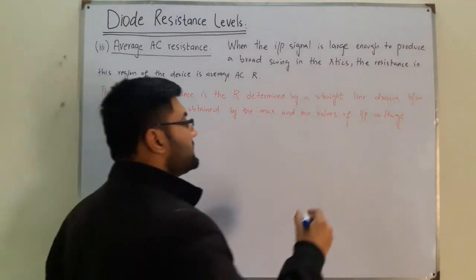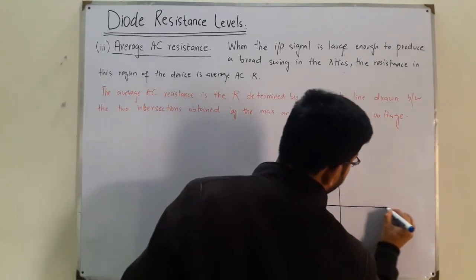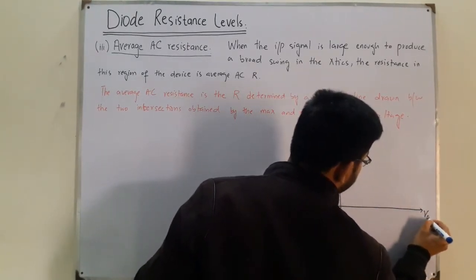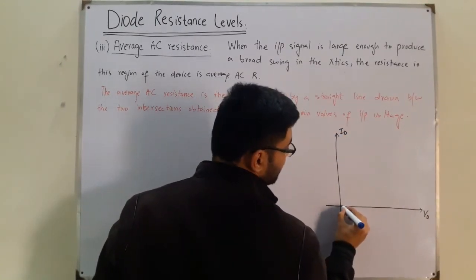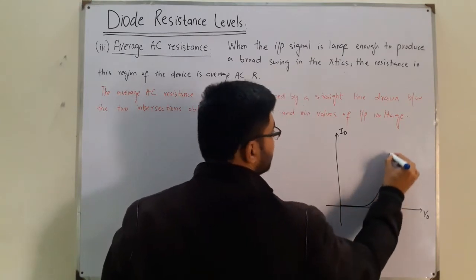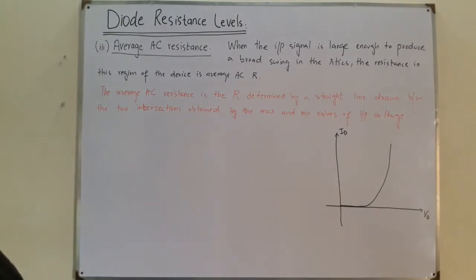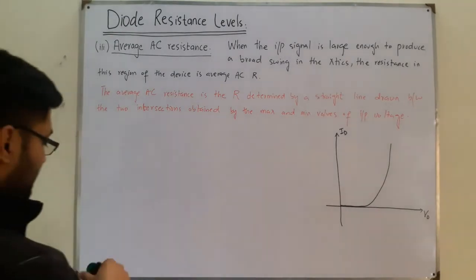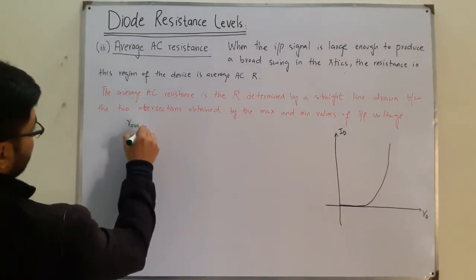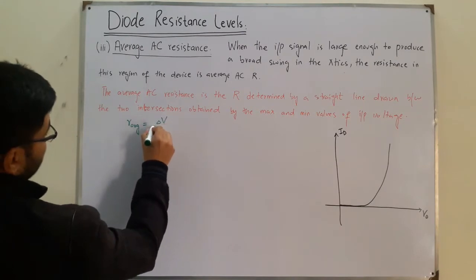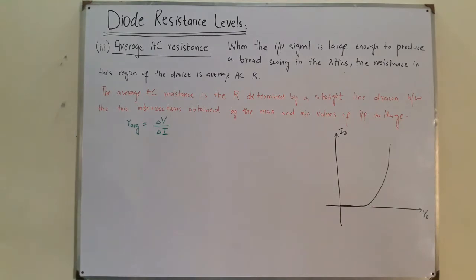All right, so let me draw the characteristic curve. This is the voltage across the diode. This is the current through the diode. And say this is the characteristic curve of the diode. So let me take some values. R average is equal to the change in voltage divided by the change in current. But how is this? So now we see it.